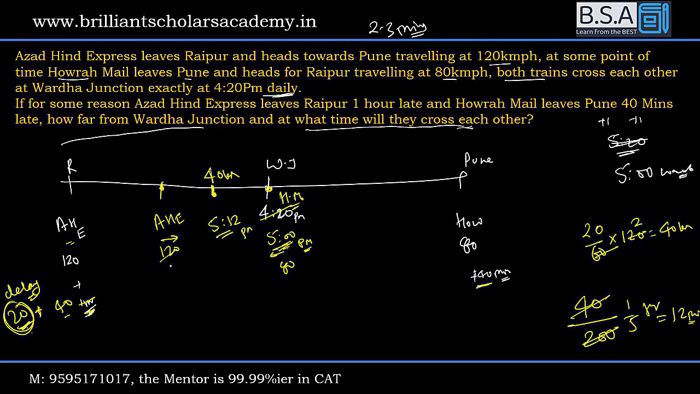द स्पीड रेशो इज 3:2. 3:2. तो 40 को डिवाइड कर दो 3:2 में, तो ये क्या हो जाएगा? दैट इज बाय 5. तो ये हो जाएगा 16 and 24. So it is 16 kilometers from Wardha Junction. You can answer this, that they are meeting 16 kilometers from Wardha Junction. At what time? At 5:12. They are meeting at 5:12.